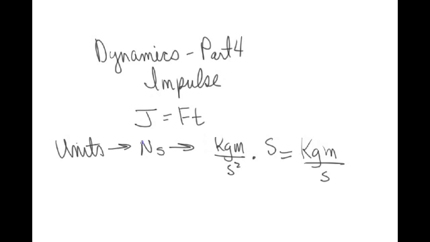As you can see on your screen, impulse J is equal to the force applied to the body times the amount of time it's applied. The units of impulse are just Newton seconds: Newtons for force, seconds for time. However, if we break this down, we remember that a Newton is a kilogram meter per second squared times a second. These reduce and we get kilogram meters per second, which is the unit for momentum.